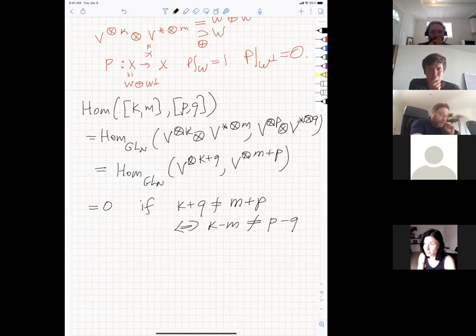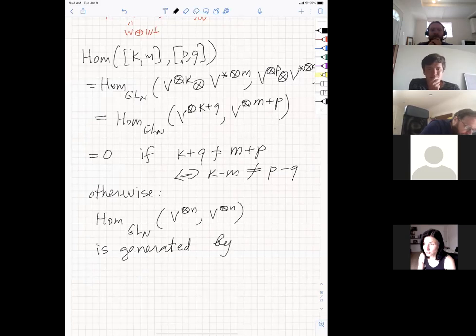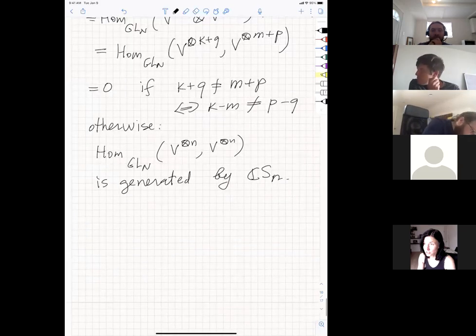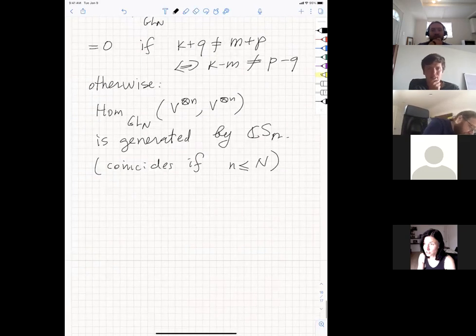But otherwise, we have Schur–Weyl duality. So we know that Hom over GL_N from V^n to V^n is generated by the group algebra of the symmetric group, and it coincides if this n is less than or equal to capital N. And we are going to take large N limits, so that's okay. So this is Schur–Weyl duality.